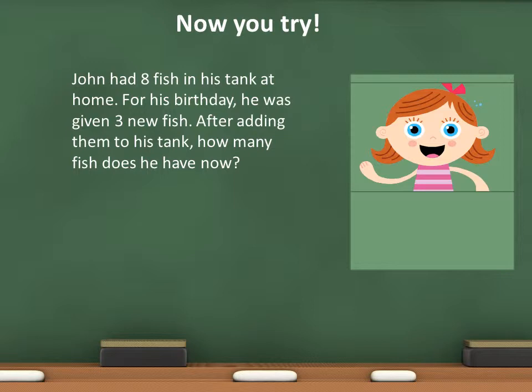Let's try again. John had 8 fish in his tank at home. For his birthday, he was given 3 new fish. After adding them to his tank, how many fish does he have now? Think about that problem. Where is the information in the problem you need to explain it? I'll give you a few moments to think about it.